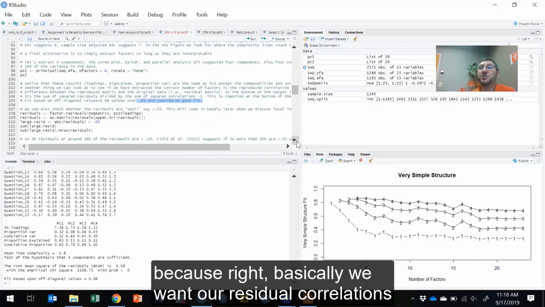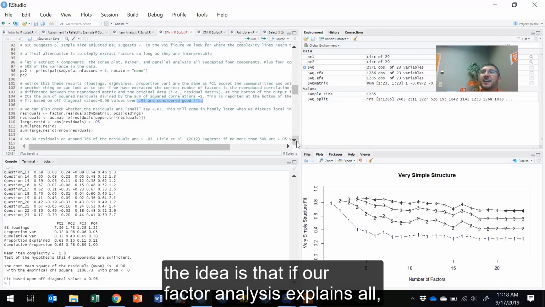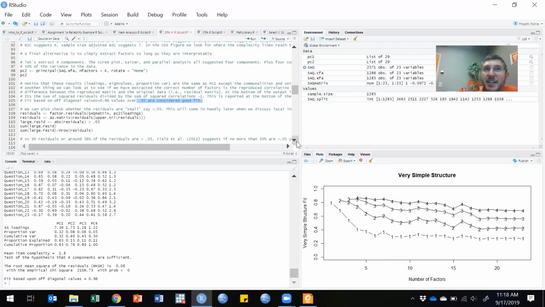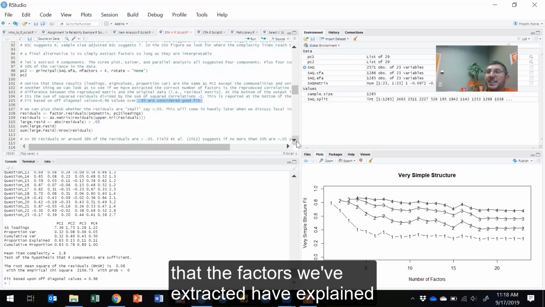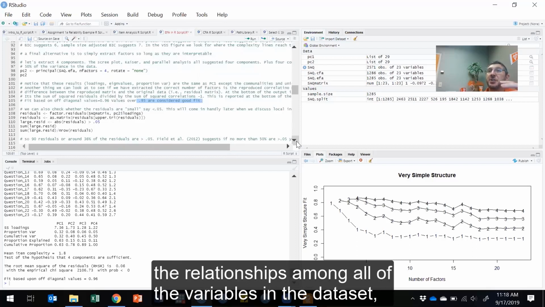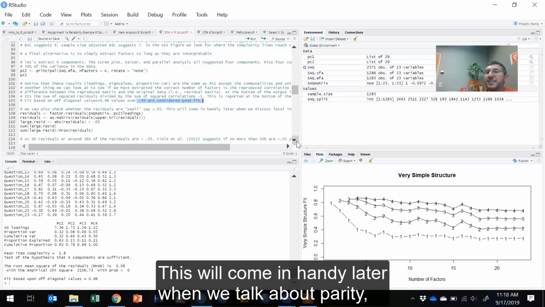Basically, we want our residual correlations to be small, right? The idea is that if our factor analysis explains all the relationships, that the factors we've extracted have explained the relationships among all of the variables in the data set, then none of the variables should be related to each other. This will come in handy later when we talk about hierarchy.